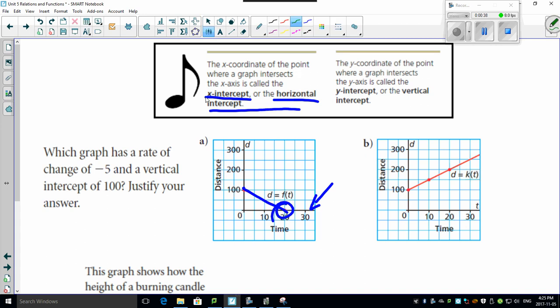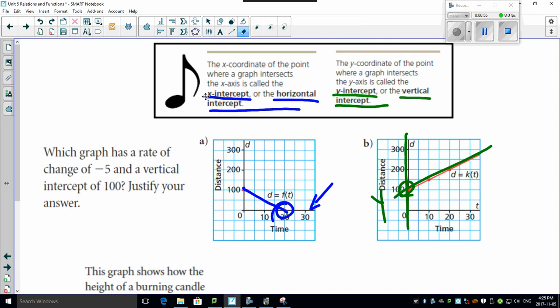Now, look at this. The y-intercept is the vertical intercept. What does that mean? Well, here's the vertical. There's the intercept. So it's where the graph cuts the y-axis. Makes sense, doesn't it? Now that we know what intercepts are, let's go and solve some problems.